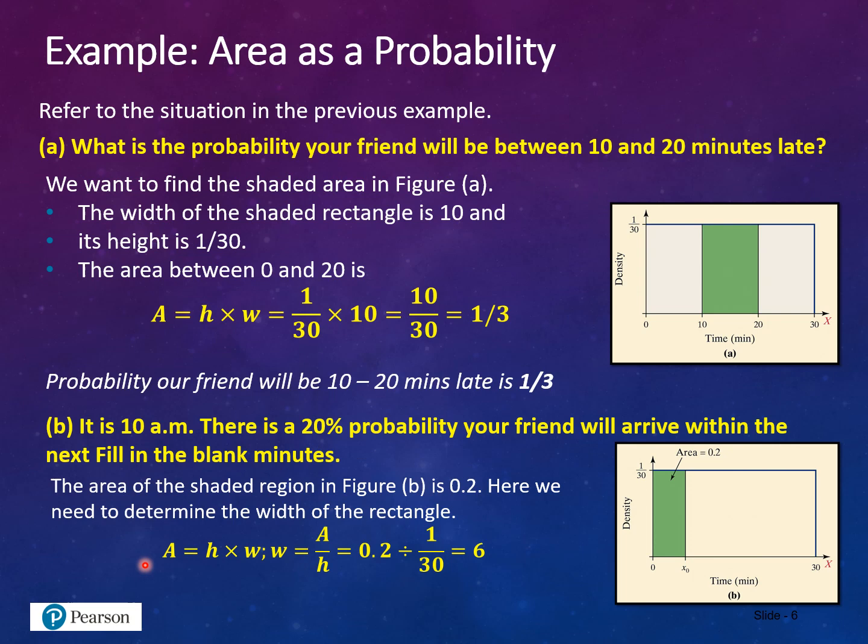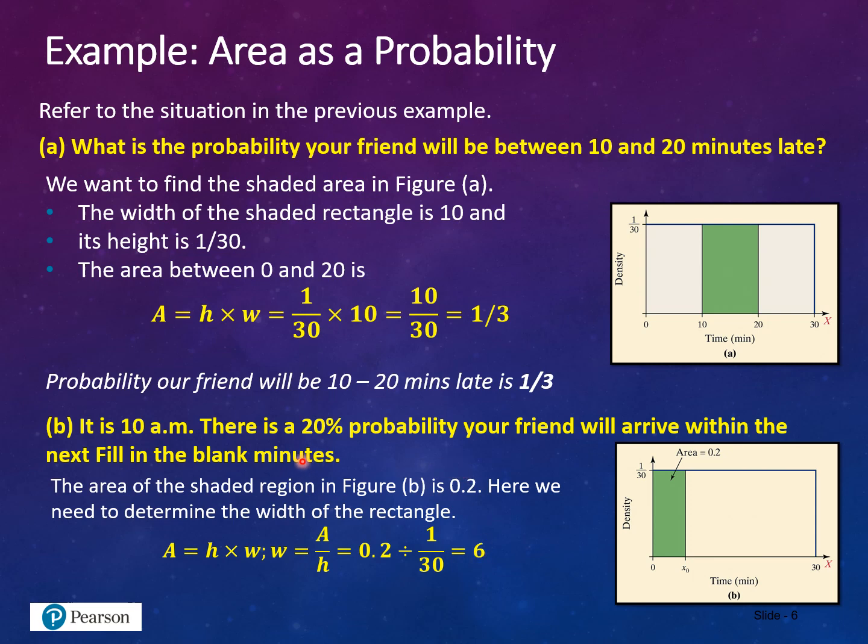So if area equals height times width, and we're trying to find the width, right, because we know what the height is, then we divide both sides by h, and we get the width equals the area over height, or the area divided by height. Well, in the problem, the area, or the probability, is 0.2. The height is the same for everything, 1 over 30. So 0.2 divided by 1 over 30 equals 6, okay?